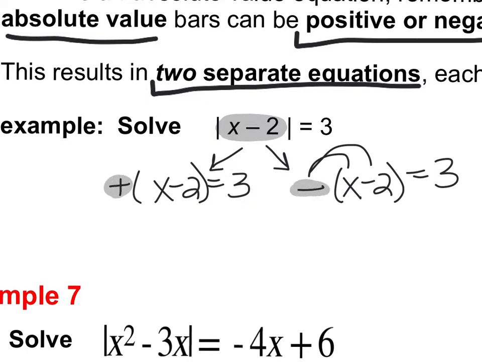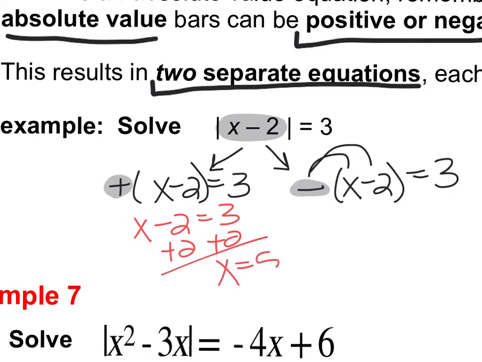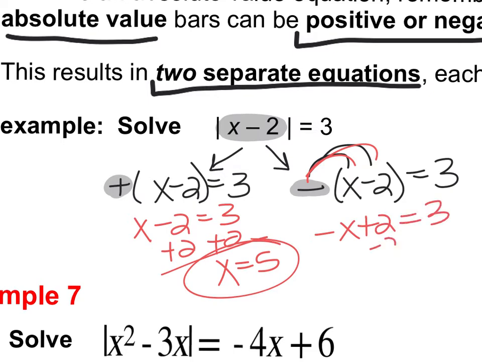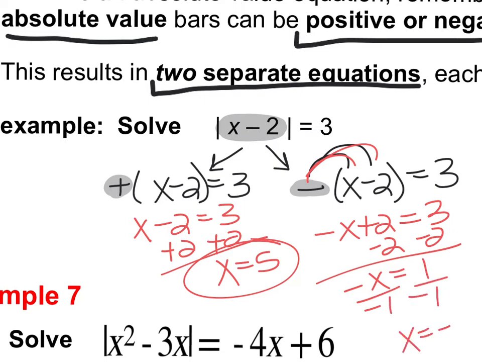And we solve. Here we get x minus 2 equals 3, add the 2. So x could be 5. And here we need to distribute the negative. So negative x plus 2 equals 3. Negative x equals 1, and divide by negative 1. So x could be negative 1.